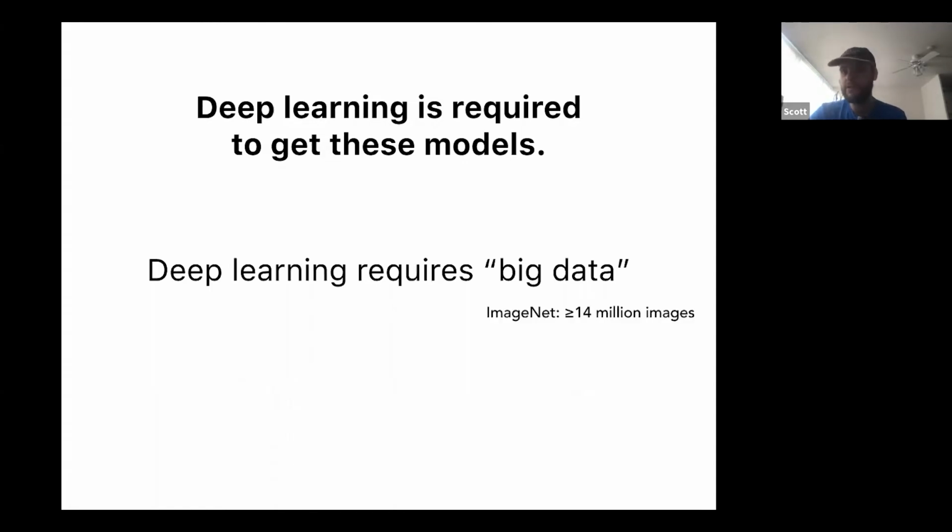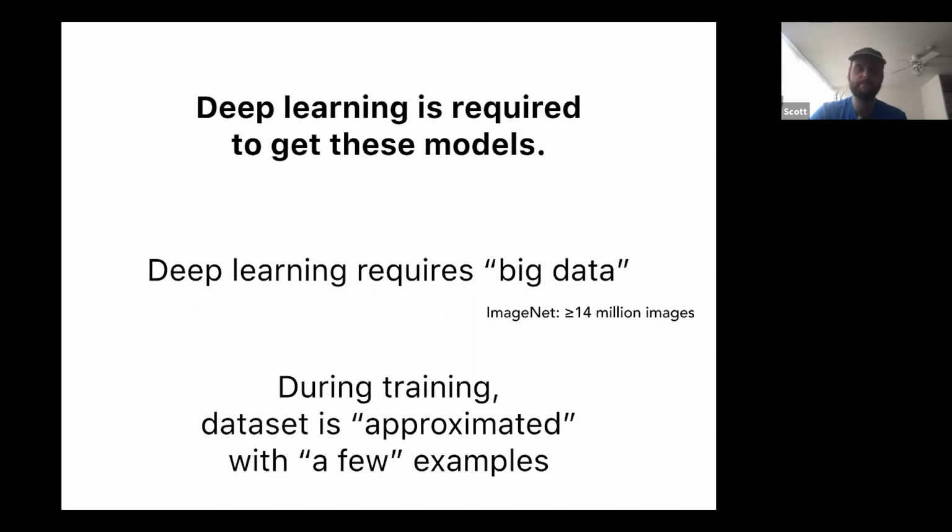And if you look at ImageNet, it has over 14 million images. And they're not just 28 by 28 or 32 by 32 images. They're full scale images, so it's even more challenging. This is especially challenging in the training process. The training process requires us to approximate the data set with a few examples, because that way we don't have to deal with the entire data set. We can only deal with portions of it.